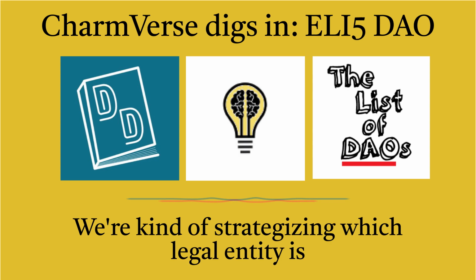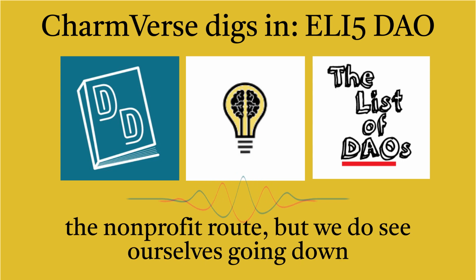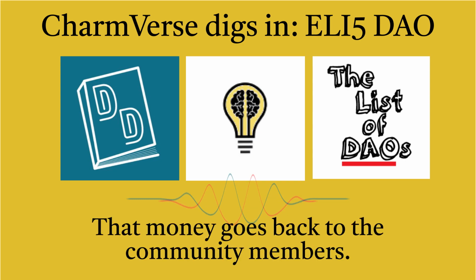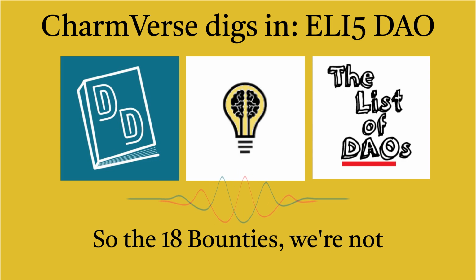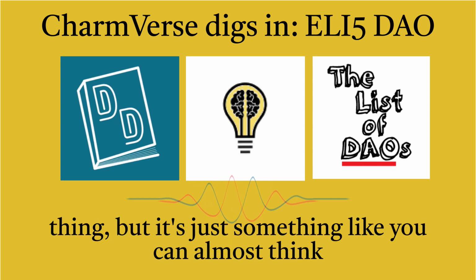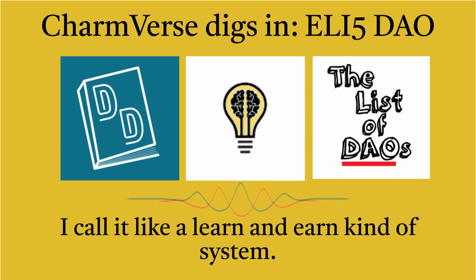We're strategizing which legal entity is going to be the most applicable for this. I actually wrote an article on DAOs going the nonprofit route, and we do see ourselves going down that route. Right now it's $500, and that money goes back to the community members. So the 18 bounties, we're not talking about huge money. This isn't going to be a salaried thing, but you can almost think of it like an Amazon review or a Yelp review, but you're also learning a little bit along the way. I call it a learn and earn kind of system.